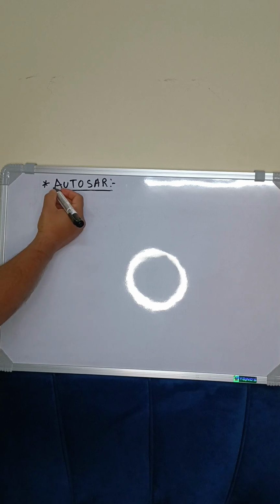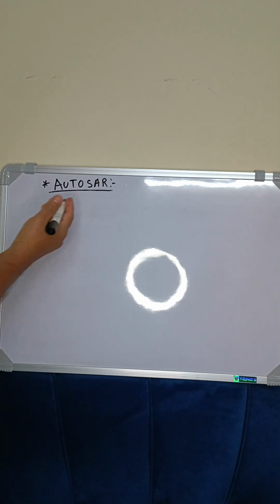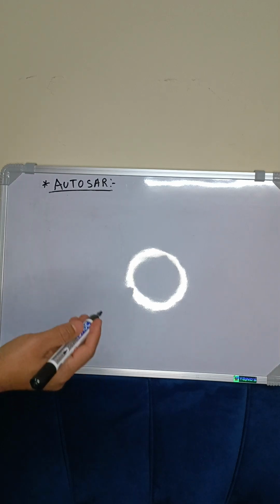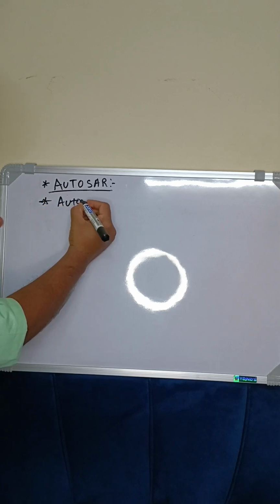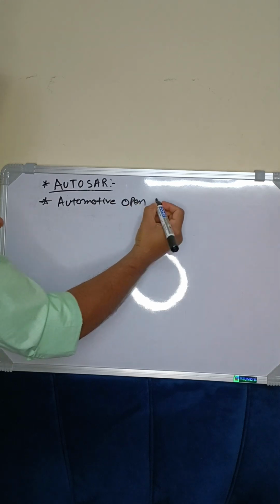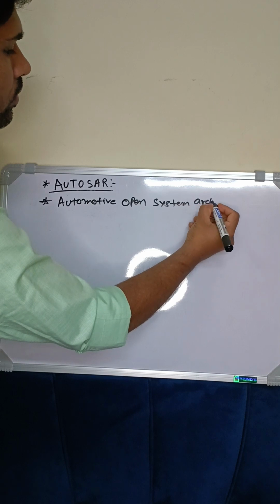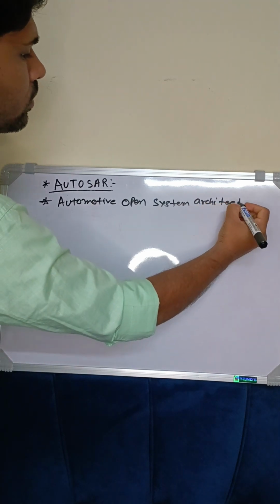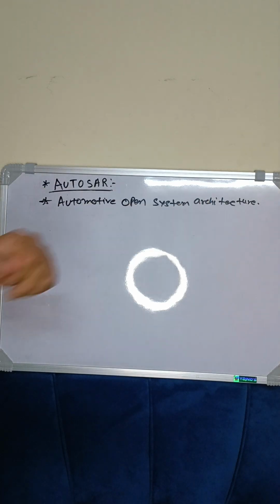Okay, so what is Autosar? First we have to know, before that, what is the full form of Autosar? What does Autosar stand for? Basically, Autosar stands for the Automotive Open System Architecture.